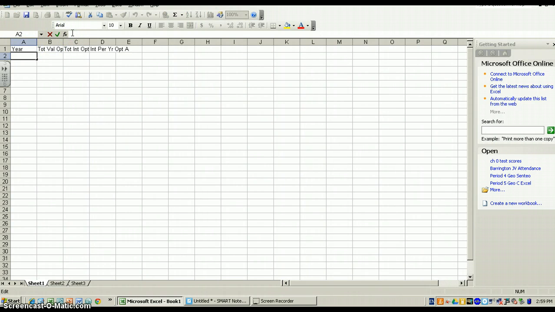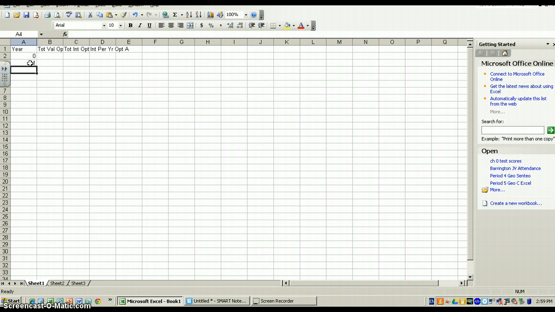Right now we know our first year, so box A2 is year 0. From there we need to create an equation, so we use our equal sign. We start with year 0, and notice how it's highlighted, because we're going to use the information from that box and add 1 each time. When you're done with the equation, hit enter, and it gives us the next year, year 1.